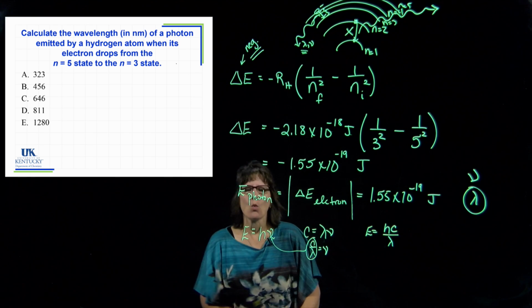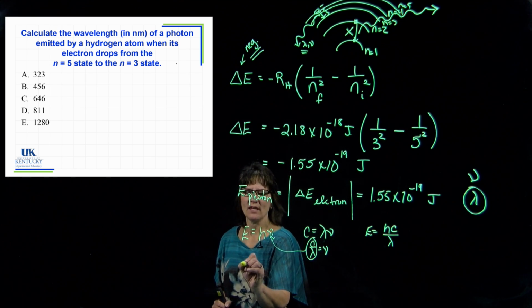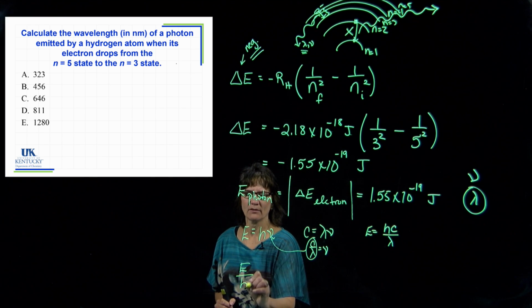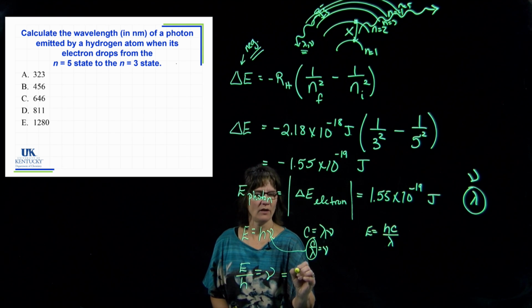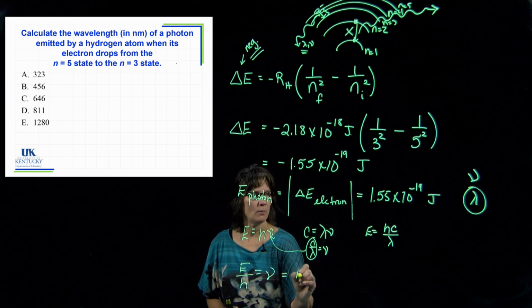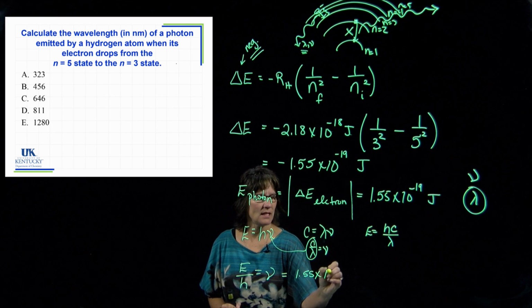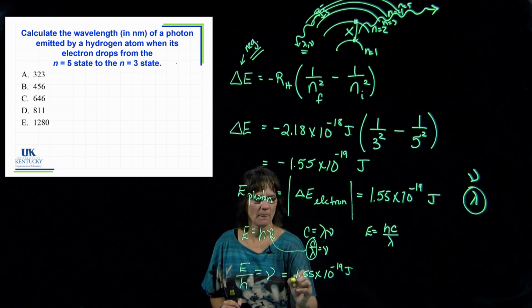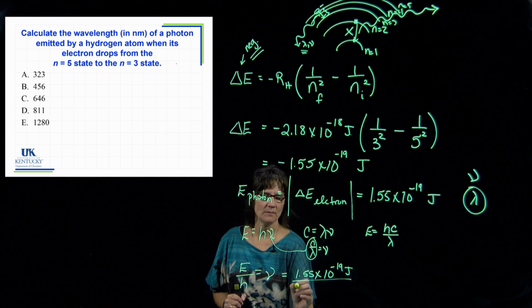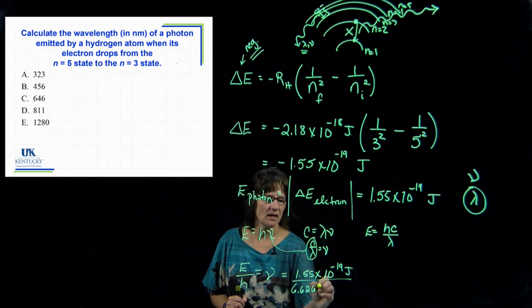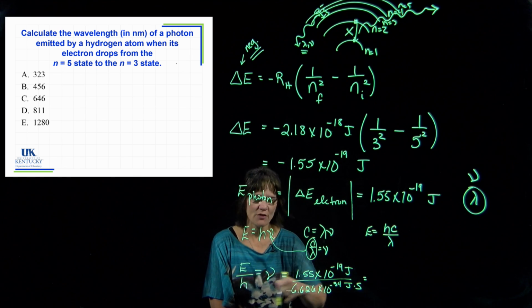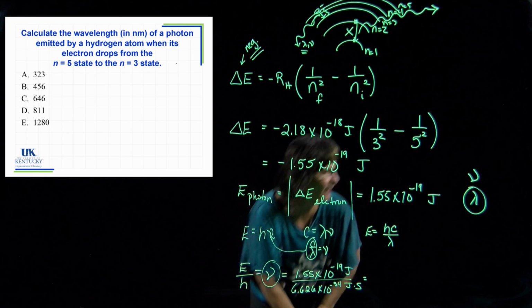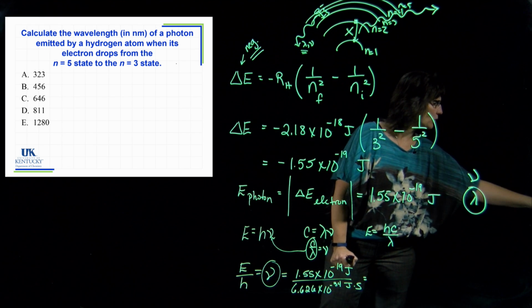So what do we have? We have the energy of the photon. If we take the energy of the photon and divide by Planck's constant, we'll have the frequency. E's absolute value was 1.55 times 10 to the minus 19 joules. We divide by Planck's constant, 6.626 times 10 to the minus 34 joules times seconds, and that is going to give me the frequency of this light.